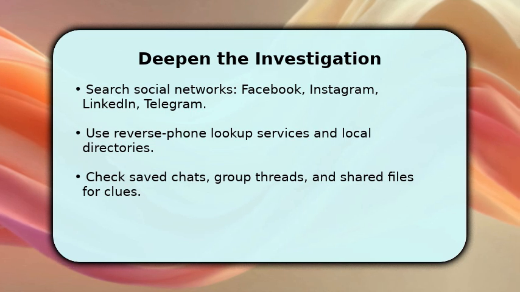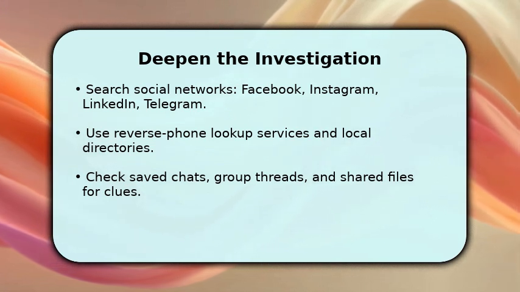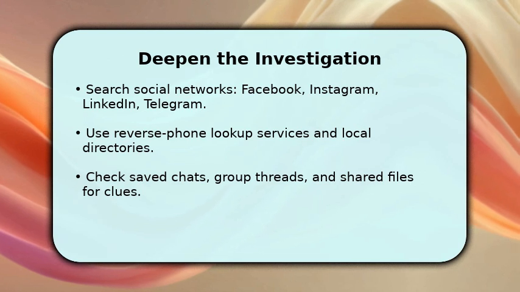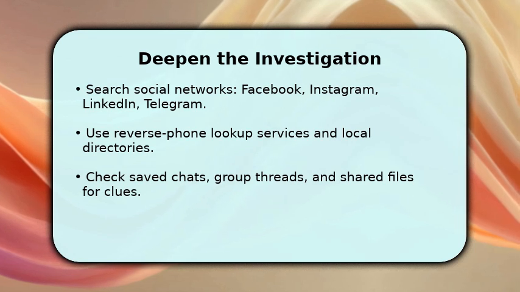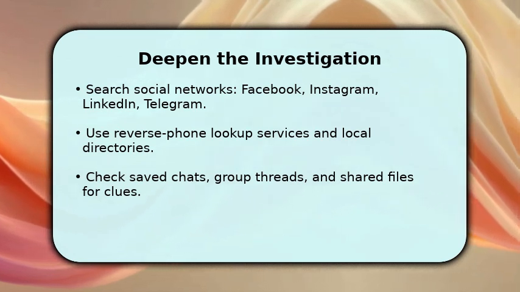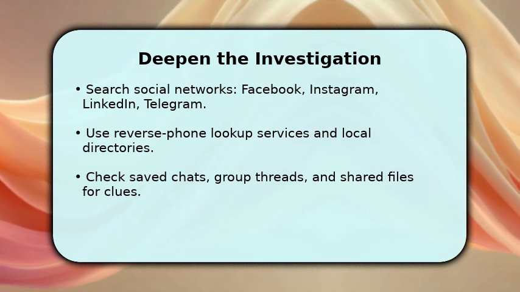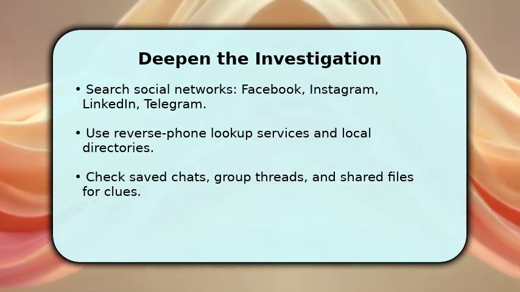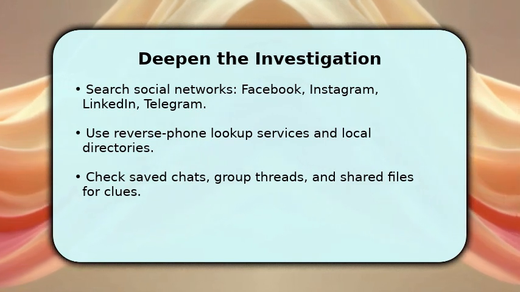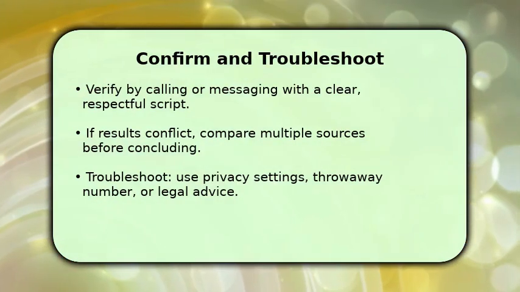Next, run reputable reverse phone lookup services and local business directories to reveal public registrations. These show why the number appears linked to a person or company. Also examine past group chats and shared media on your device for names or profile pictures, because internal evidence often gives the fastest confirmation. Wrap up by confirming identity carefully.